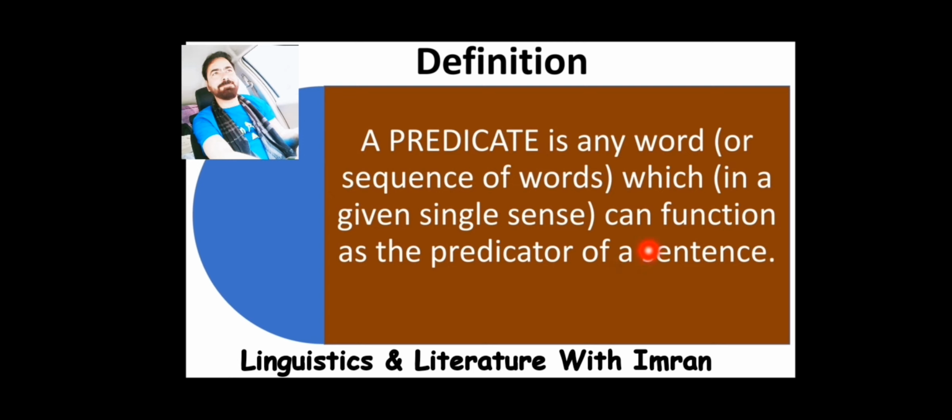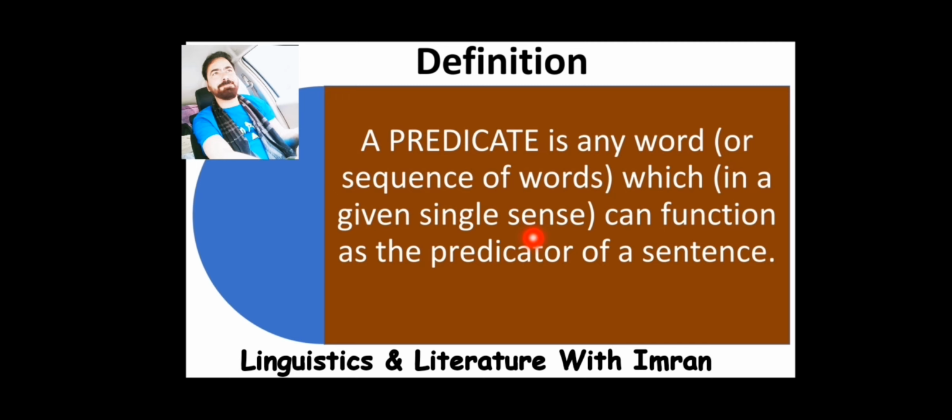So this definition has two parts then: that a predicator can be a word or a sequence of words, and second, that it will give a single sense. Because we have certain words like bank. Bank can have three or four different senses. Or the word man can have two, three, four senses. Or the word head can have two, three, four, five senses, right? So a word can have several senses.